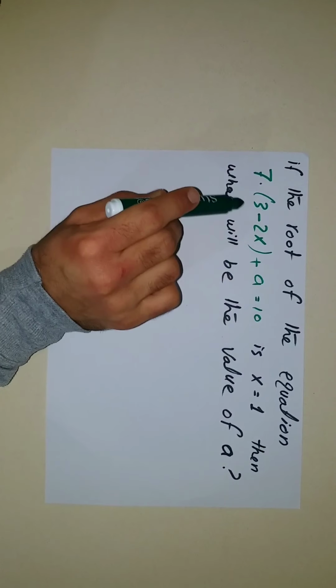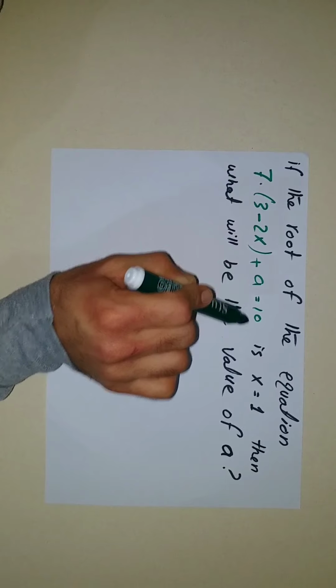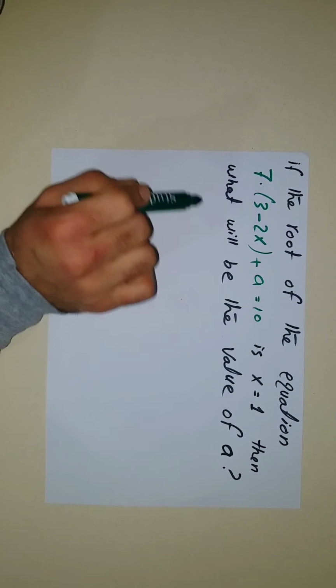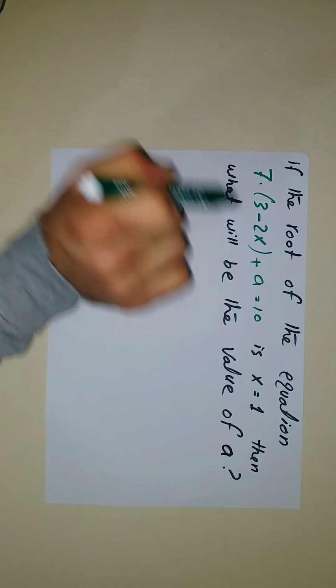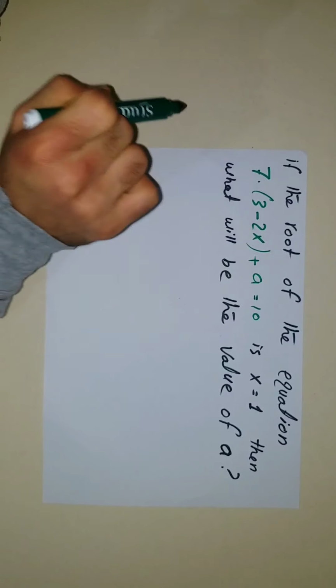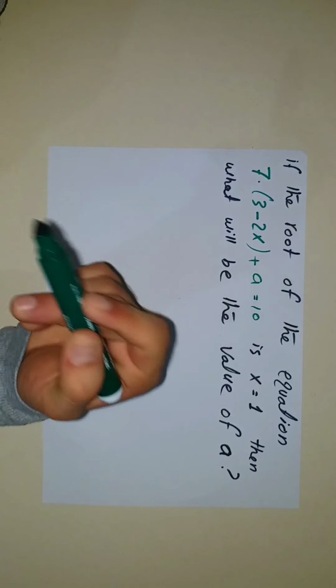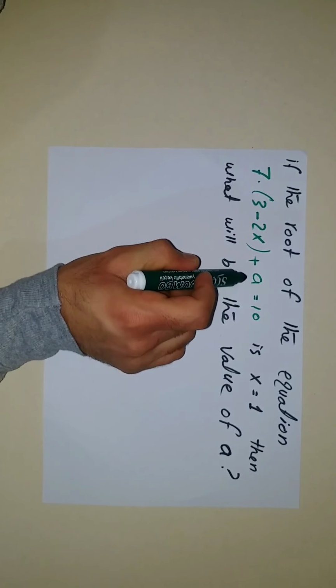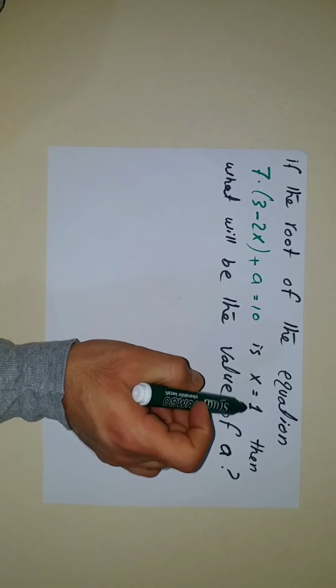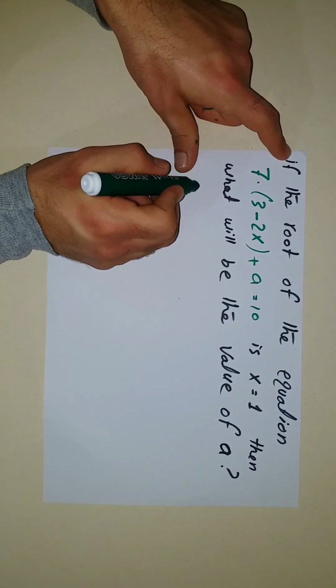If the root of the equation 7 multiplied by 3 minus 2x plus a is equal to 10, if x is equal to 1, then what will be the value of a? In this question, x is also given, a is also given. First, x is given, equal to 1. I have to find the value of a. I will put this x equal to 1 in the equation, then I will find the value of a.